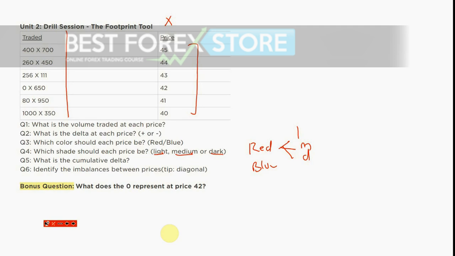I'm going to give you a little tip there: it's diagonal in nature. If you don't get this, that's okay, I will do a guided tuition session with you after this. And your bonus question: if you do get this right, congratulations. What does the 0 represent at price 42? Pause this video now, take a moment, go through those questions, think about it, and when you come back and start playing again, I'm going to go through each answer individually.